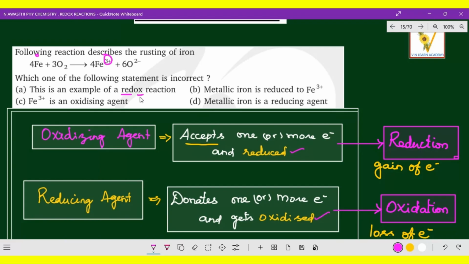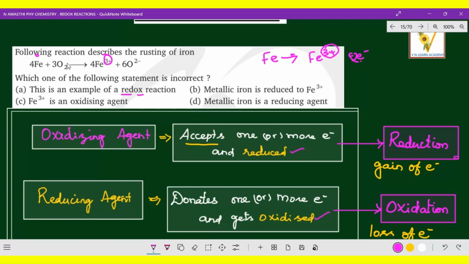So that means here it is loss of electrons. Here 0 goes to 3+. So oxidation means loss of electrons. Fe is converted to Fe3+ and electrons, right? How many electrons? It will be 3 electrons. So that means it is loss of electrons, and loss of electrons means oxidation.